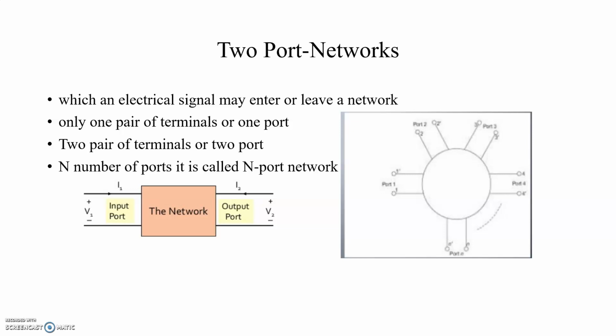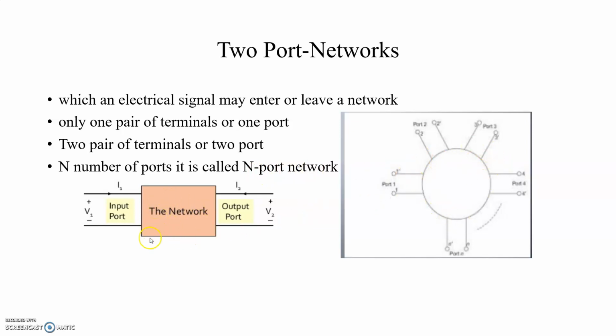First, what is a two-port network? A pair of terminals at which an electrical signal may enter or leave a network is called a port. Having only one pair of terminals is called a one-port network. Two pairs of terminals are called a two-port network. So n number of ports is called an n-port network. So this is an n-port network.